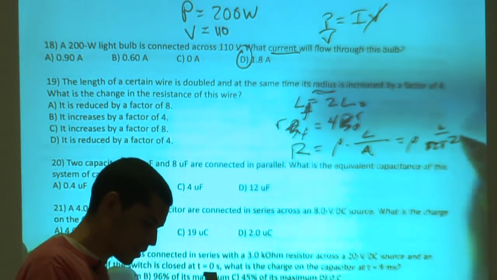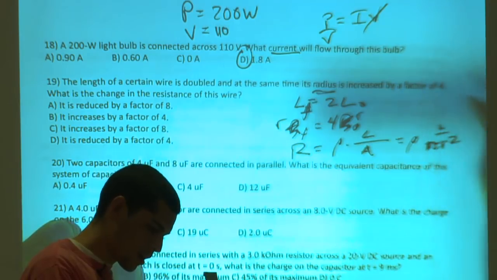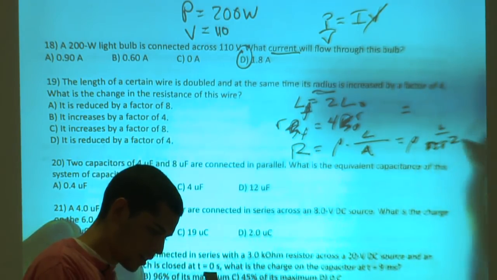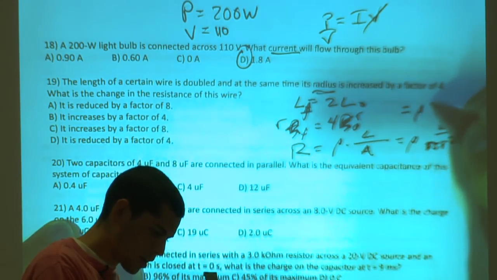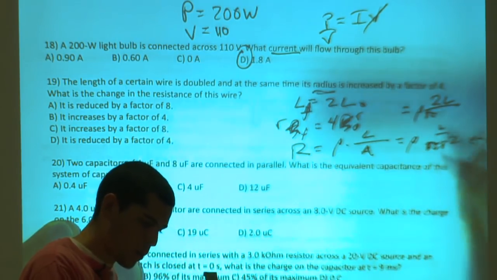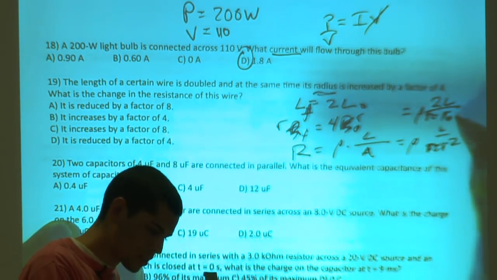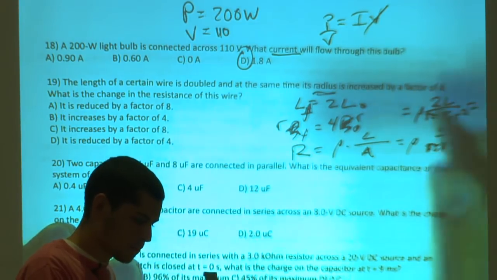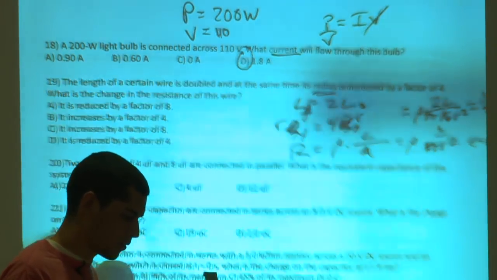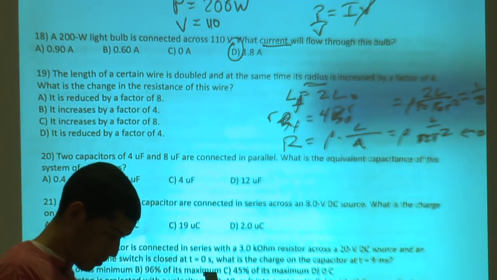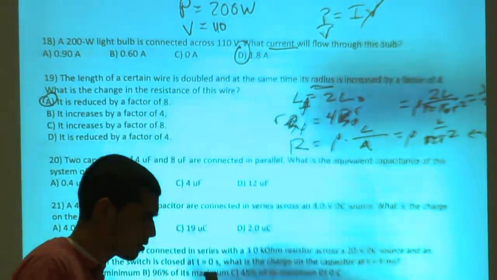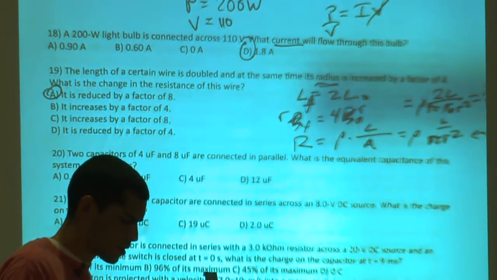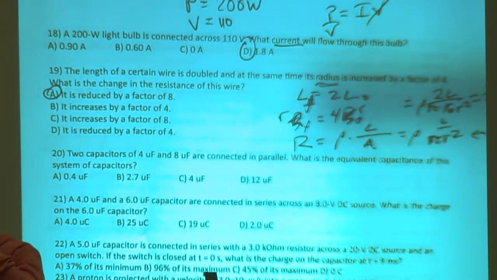Thus, if we change this, we'll have this one as 1, like our initial. Then our final would be rho times 2L over pi r squared, but the 4 is going to be squared, so then we have 16 r squared, which will simplify to 1/8, right? So it's going to be reduced by a factor of 1/8. And that coincides with my question.